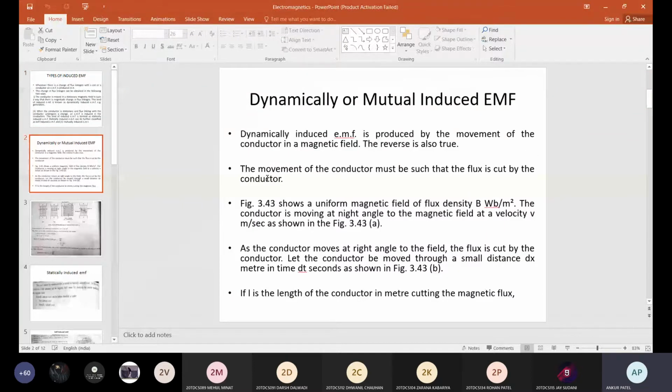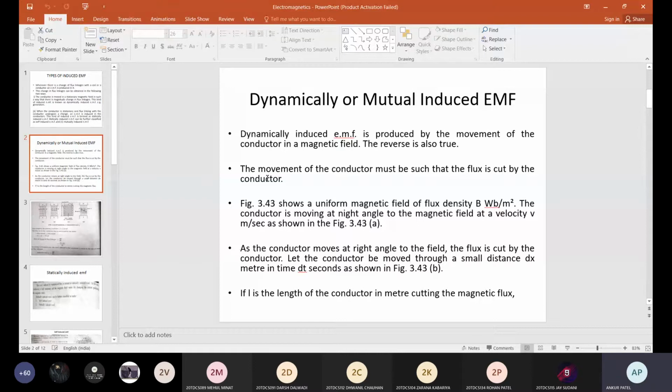So dynamically induced EMF is produced by the movement of the conductor in a magnetic field. The reverse is also true, which means we can move the magnet and keep the conductor stationary. The movement of the conductor must be such that flux is cut by the conductor.